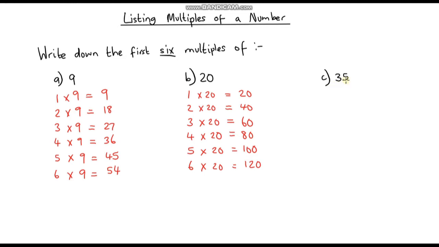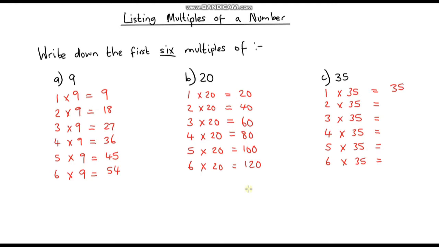Okay, let's do one more. So the first 6 multiples of 35, and again, pause the video. Okay, so 1 times 35 is 35. 2 times 35, well, if you're not quite sure about what 2 times 35 is, we can always do our multiplication. So 35 times 2. So 5 times 2 is 10. 3 times 2 is 6. Add on our 1, that is 7. So our answer is 70.